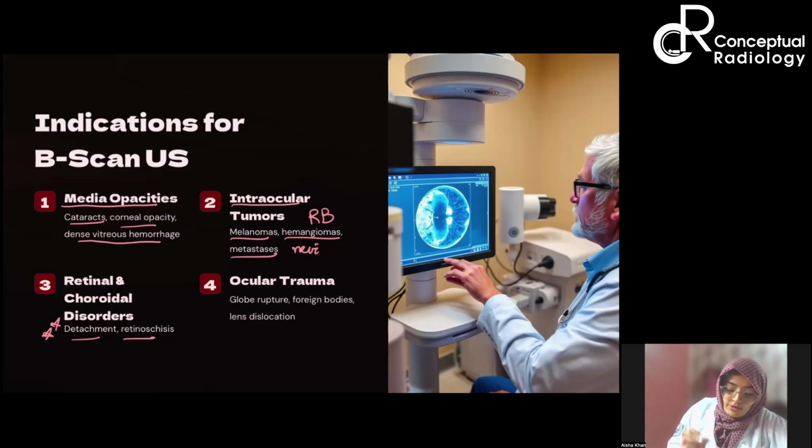Then comes ocular trauma. In ocular trauma we can have globe ruptures, foreign bodies, you have to report foreign bodies, and lens dislocations. Okay. So this is your basic, just at a glance, what are the indications of B scan. Then what comes? Vitreous and optic nerve abnormalities. Okay? Vitreous and optic nerve abnormalities.